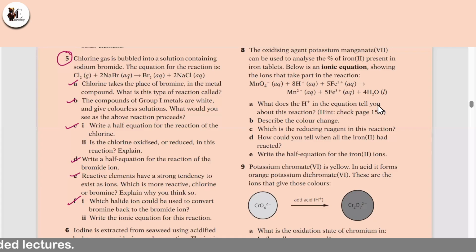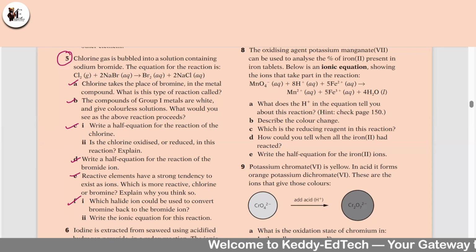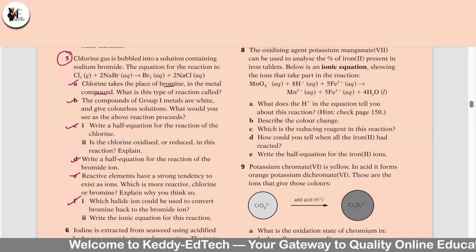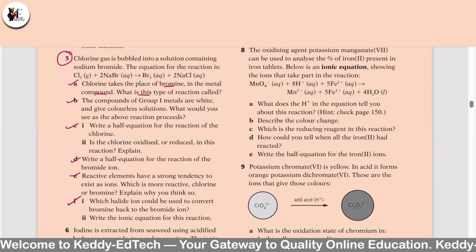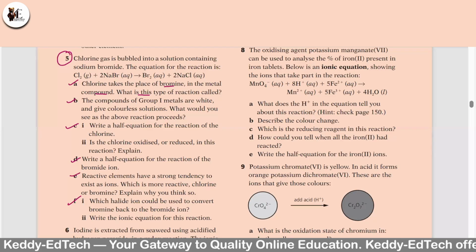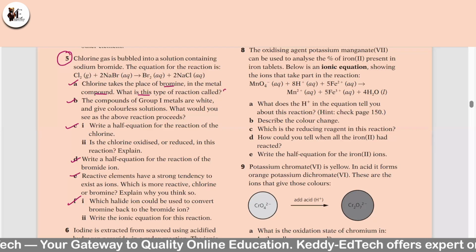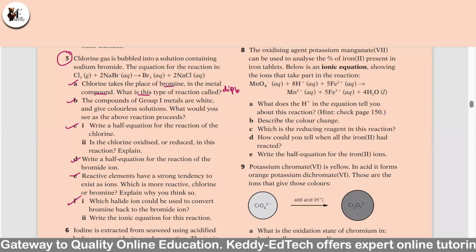Let us solve now. The question is that chlorine gas is bubbled into a solution containing sodium bromide. The equation for the reaction is given to you. First question: chlorine takes the place of bromine in the metal compound. What is this type of reaction called? Displacement reaction. Yes, it is called a displacement reaction.